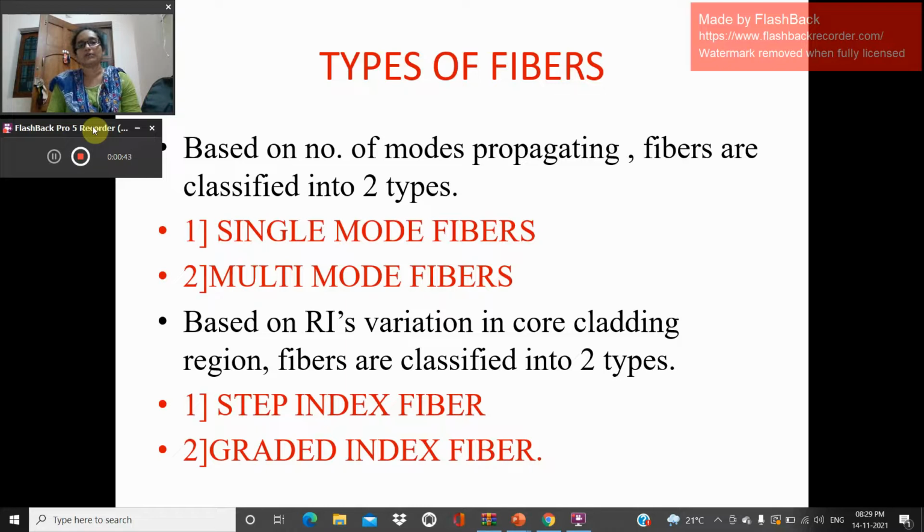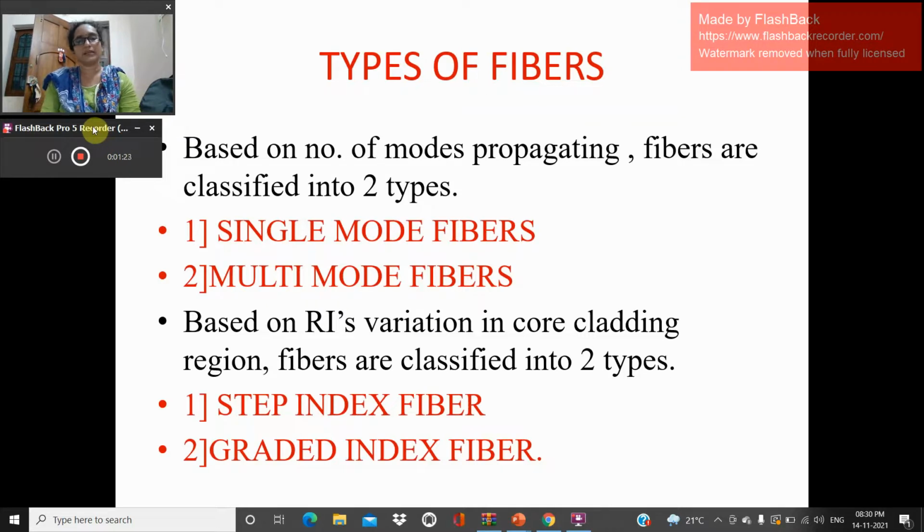So, what are single mode fibers and what are multi mode fibers? Single mode fibers allow only one mode to propagate in the optical fiber, and in multi-mode fibers, more than two or three modes propagate in the fiber. Now, based on refractive index in core and cladding region: core and cladding region have different refractive index. Based on refractive index variation in the core and cladding region, fibers are classified into two types.